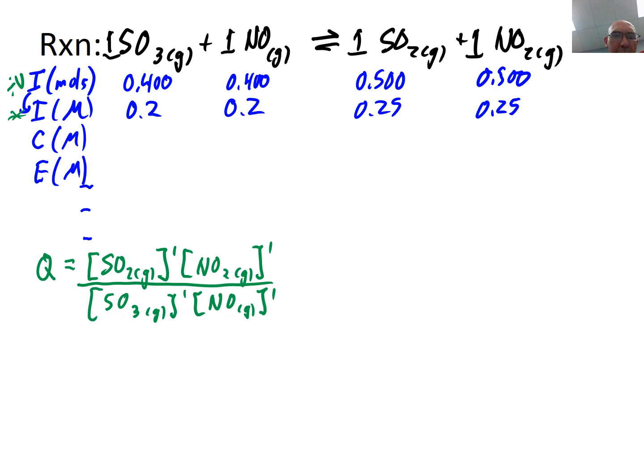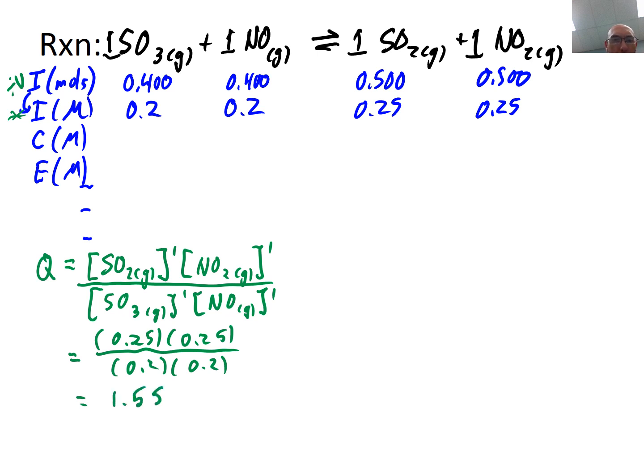At this point, I use my initial concentrations. So the SO2 is 0.25. The NO2 is 0.25. The SO3 is 0.2, as is the NO. I use my calculator, and when I round this to the correct number of significant figures, I'm going to get 1.56.